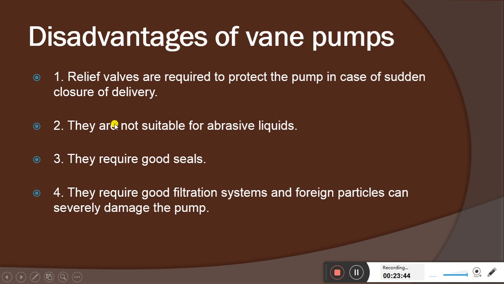They are not suitable for abrasive liquids. Obviously abrasive liquids can't be pumped in here. They require good seals, because sealing may increase the efficiency. They require a good filtration system, and foreign particles can severely damage the pump. Filtration is required because contaminants may lead to improper operation or wearing of the pump.